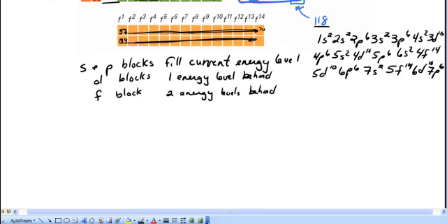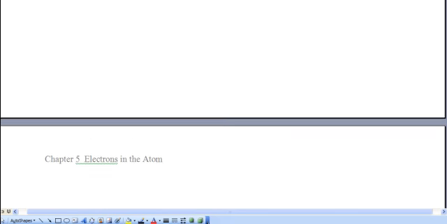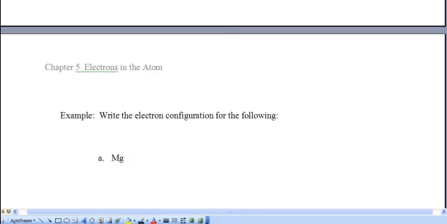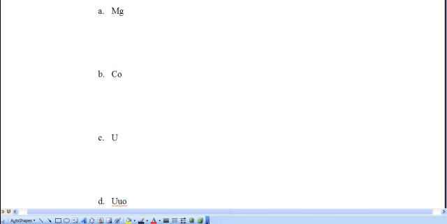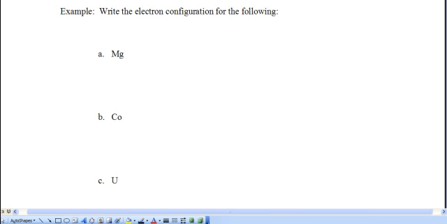Okay, scrolling down. So if you've got this figured out, go ahead and try these electron configurations. What are the electron configurations for the elements that are on this next page? And we'll be going over that in the next podcast.